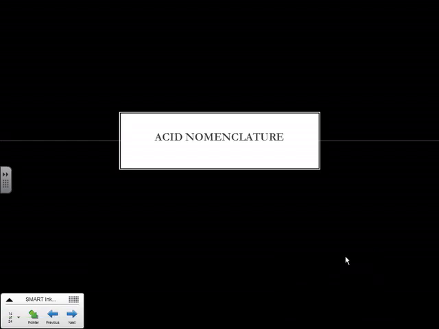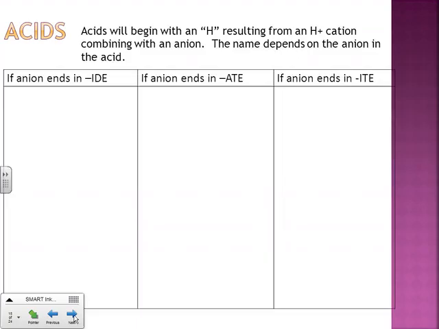Okay, welcome back to the next Unit 6 video. Again, we're going to do some more naming. However, this is going to be a little bit different because it's with acids instead. So first, let's figure out what is an acid and how are you going to identify it.